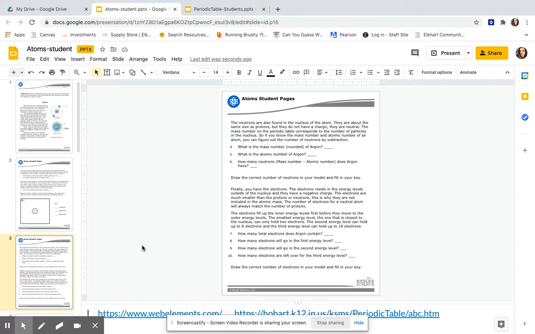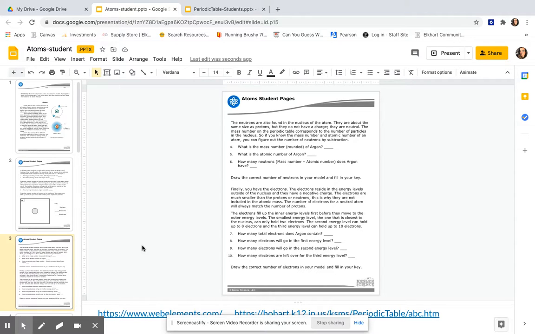Finally, you have electrons. The electrons reside in the atomic energy levels outside of the nucleus, and they have a negative charge. The electrons are much smaller than the protons or neutrons. This is why they are not included in the atomic mass. The number of electrons for a neutral atom will always match the number of protons. The electrons fill up the inner energy levels first before they move to the outer energy levels.